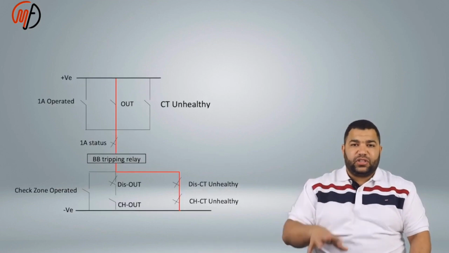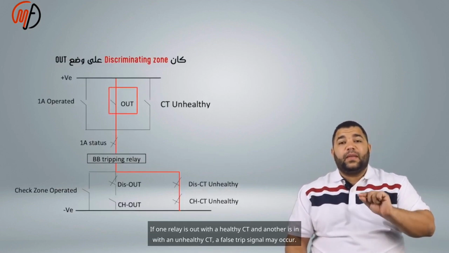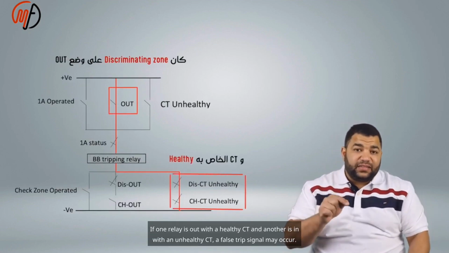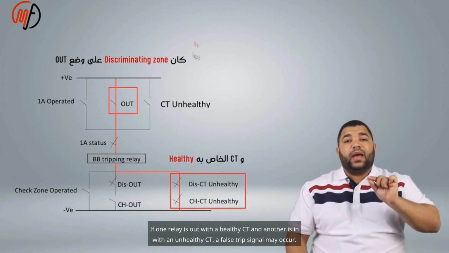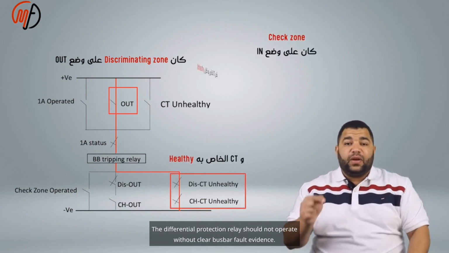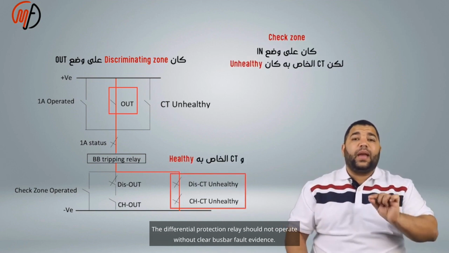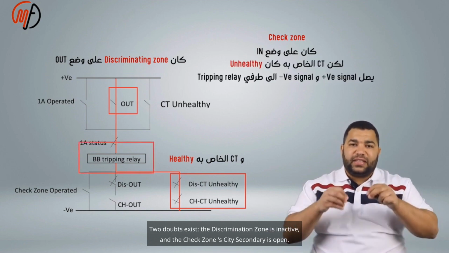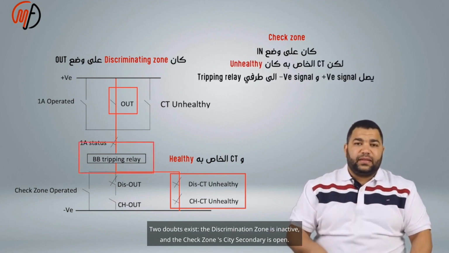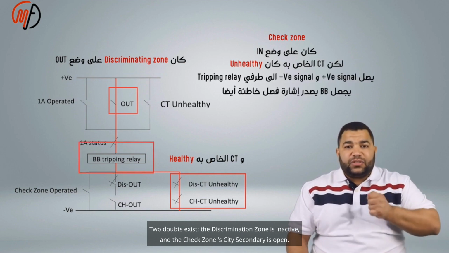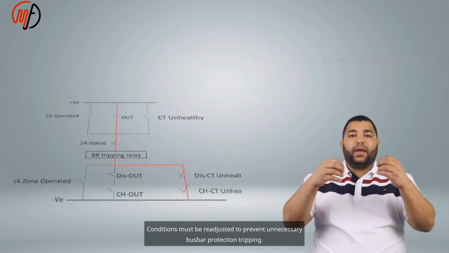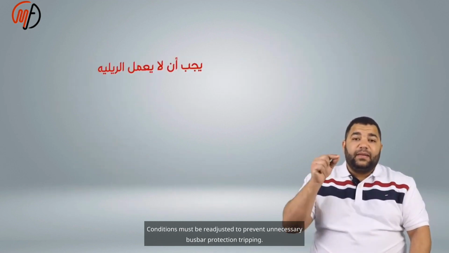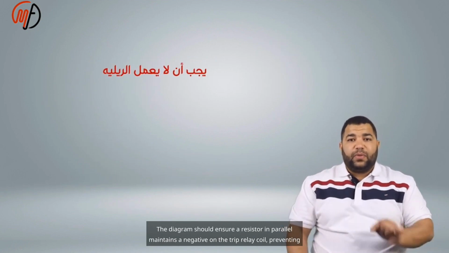Thus, conditions need adjustment. If one relay is out with a healthy CT and another is in with an unhealthy CT, a false trip signal may occur. The differential protection relay should not operate without clear busbar fault evidence. Two doubts exist: the discrimination zone is inactive and the check zone's CT secondary is open. Conditions must be readjusted to prevent unnecessary busbar protection tripping.